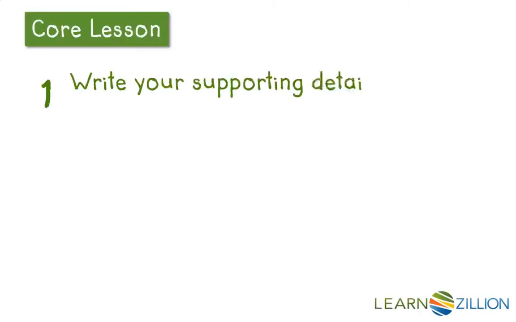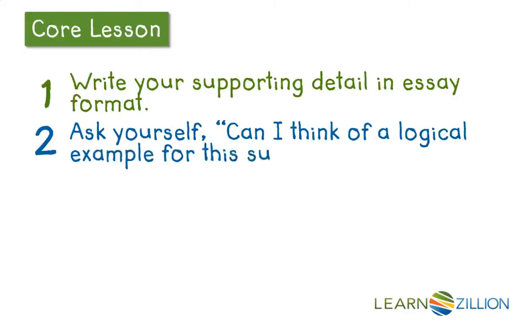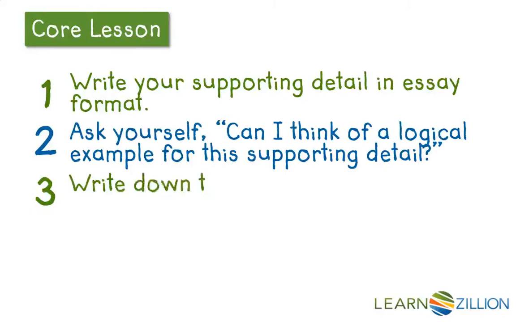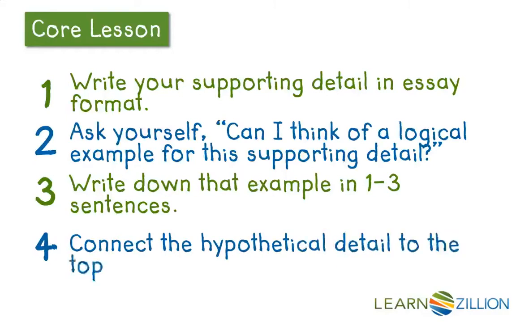So the way to write a hypothetical detail is to first write your supporting detail in essay format. After you've done that, ask yourself, can I think of a logical example to support this? Once you've done that, you're then going to write down that example in 1 to 3 sentences. And finally, you're going to connect the hypothetical detail back to the topic sentence and maybe the thesis statement.